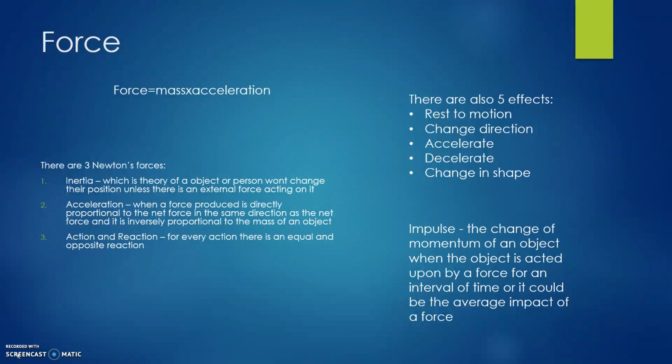Then with forces, there is the impulse, which is the change of momentum of an object when the object is acted upon by a force for an interval of time, or it could be the average impact of a force. It is measured in force per second, and it's related to momentum, which is also known as how the movement of an object changes in the same vector. This could be relevant to basketball if someone was running down the court and it takes the mass and velocity of the person into account. For example, if they were running faster down the court, they would have a higher momentum. And if they were higher mass, they would also have a higher momentum.